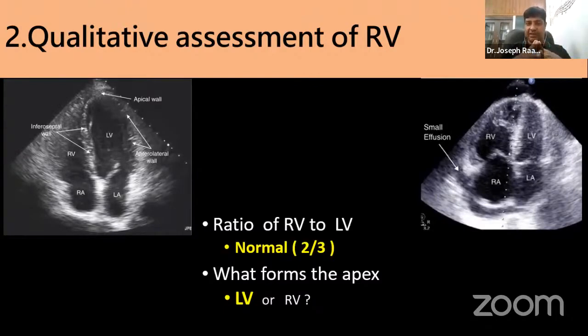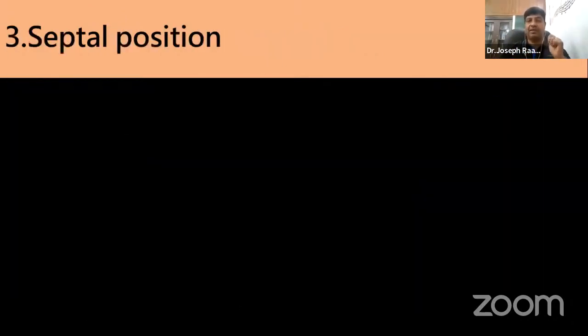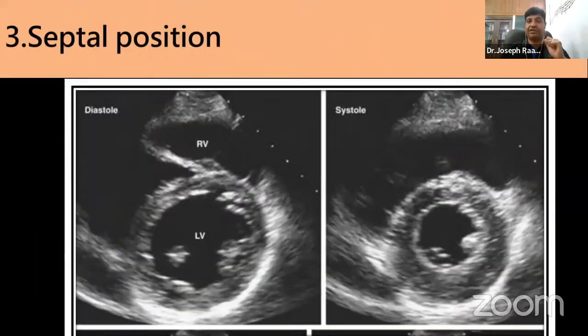For that matter, if the ratio is equal, that is, if the RV is equal to the size of the LV, then you can say that there is a problem with the RV. By looking at a good apical 4-chamber view, you will be able to pick that up. The third thing is septal position, which I already told you. During both diastole and systole, your left ventricle in the mid papillary view should be a proper circular view. So you know this is the right ventricle, this is the left ventricle.